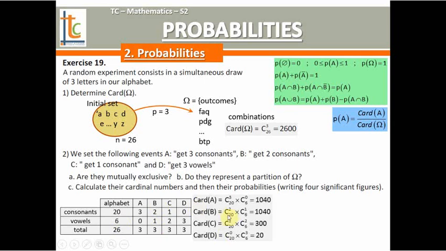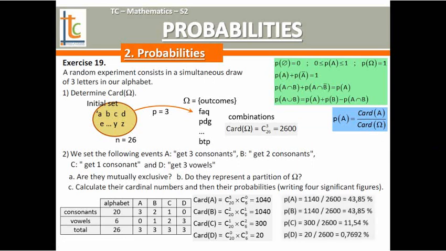For B, C(20,2) times C(6,1) represents the number of ways to choose 2 consonants among 20 and 1 vowel among 6, and so on. And you can check that the total number equals 2,600. Well, I made a mistake in my writing here. This is not 1,040. This is 1,140 for A and for B. And yes, the total number is 2,600. So I guess I corrected that in the calculation of probabilities. Yes, I used the right numbers here.